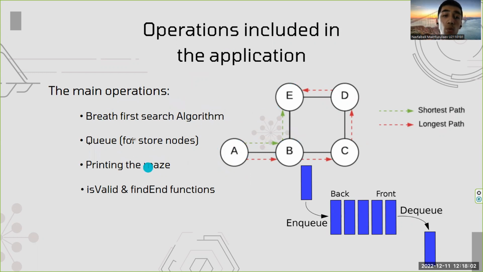And the second one was the queue. As we know, the breadth first search algorithm uses the queue as the main memory to store all the nodes in the graph. And printing the maze was a function to print the maze, which in our case is the map of the city, and there are the is valid and find the end functions. The is valid function is for checking whether it is going to the correct location or not, and so on.